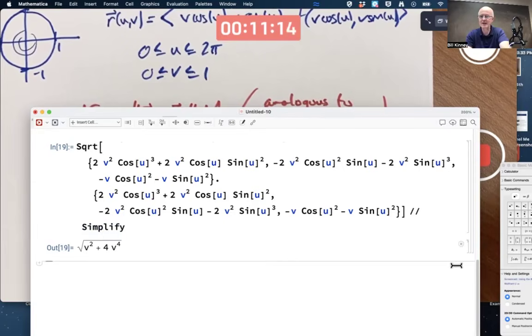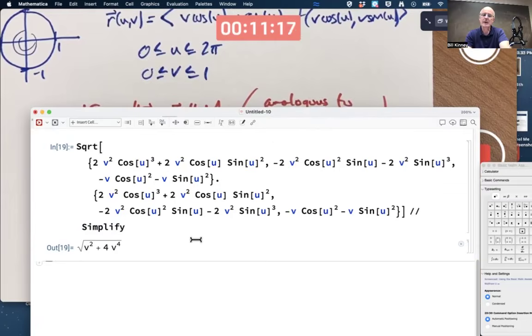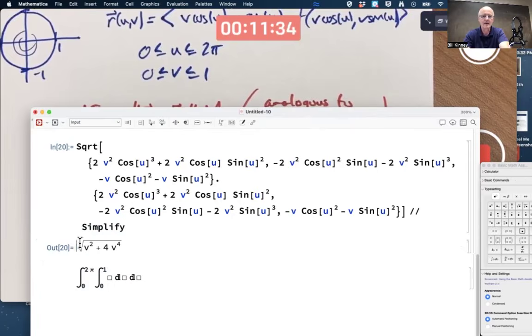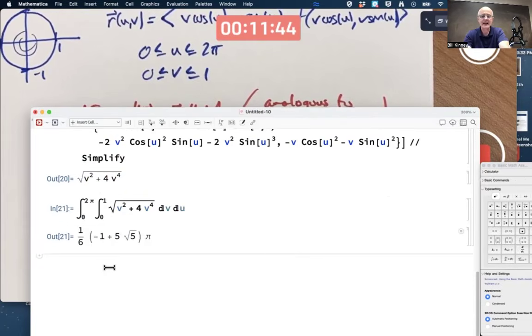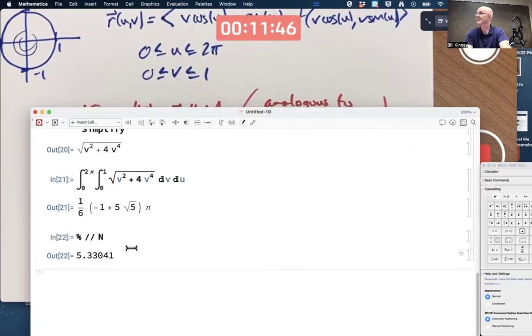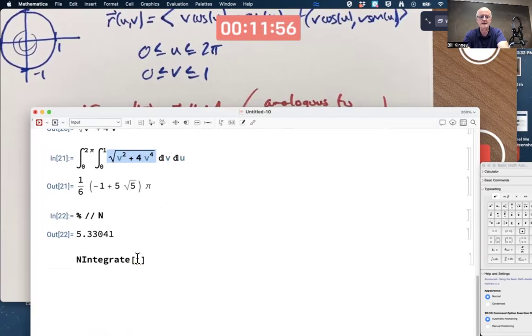And so the integral to do to get the right answer, which we probably could do symbolically here, is the integral from 0 to 2 pi, integral from 0 to 1 of this thing, dv du, u goes from 0 to 2 pi, v goes from 0 to 1. It gives an exact answer that is approximately what I told you the answer was. You also can use NIntegrate instead, which is right off the bat just going to give you a numerical approximation.